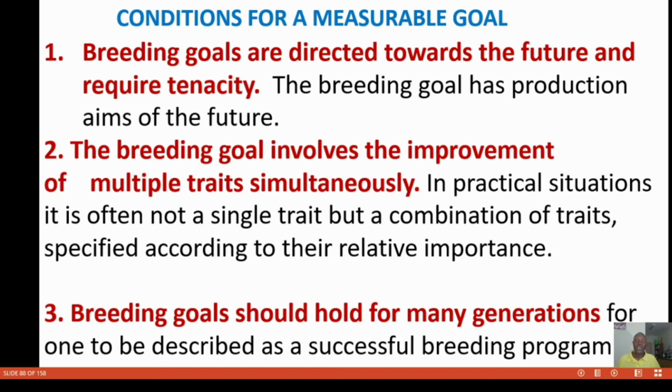So in practical situations, it is often not a single trait, not a single goal, not a single score that you are aiming for, but a combination of scores, what you enter into the goalpost, a combination of traits, and specified according to their relative importance.